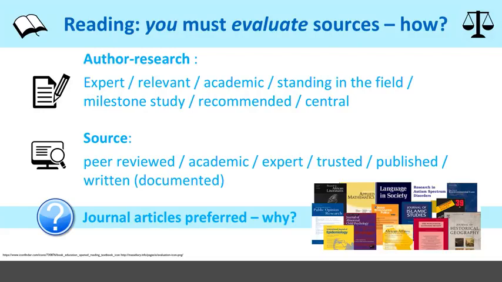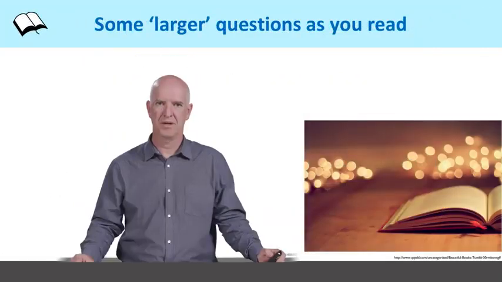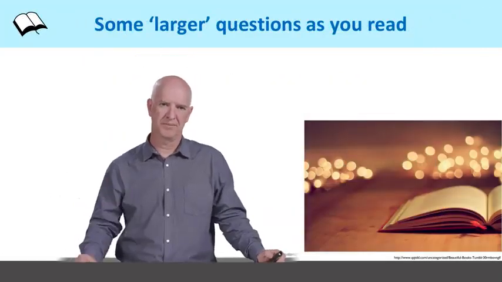The answer's in front of you. It's because journal articles are peer-reviewed. They're academic. They're written by experts. They're reviewed by peers of the people who have written them. That's why they're preferred. So, you've started the reading.